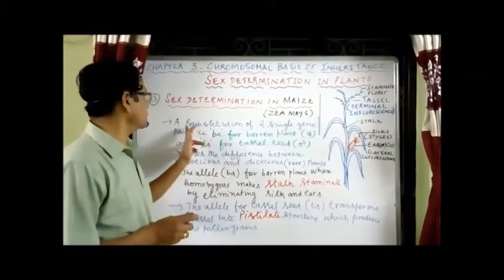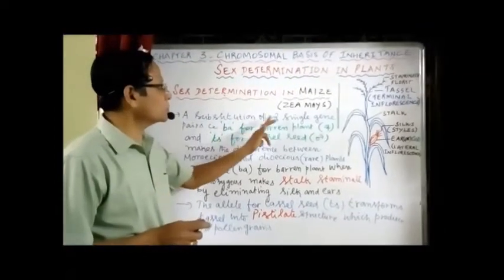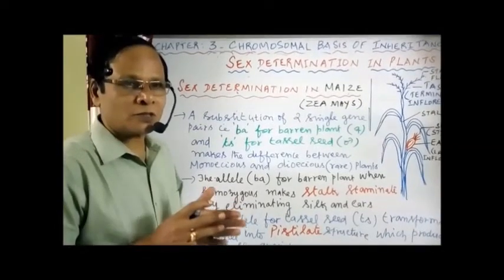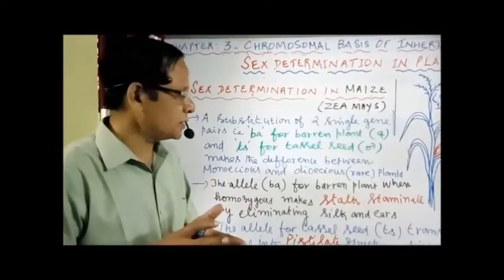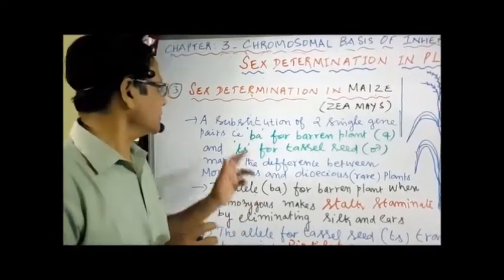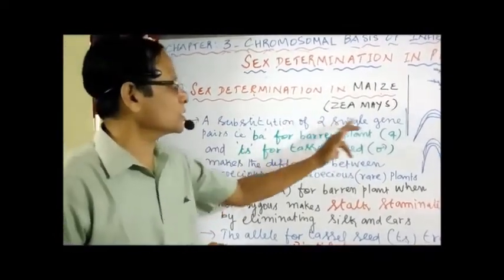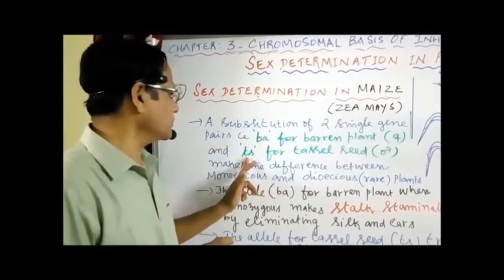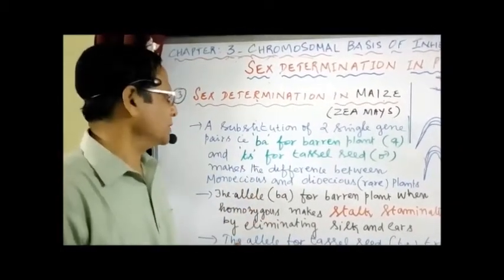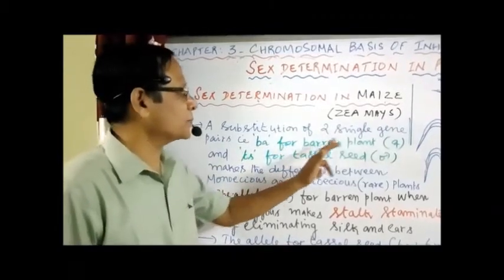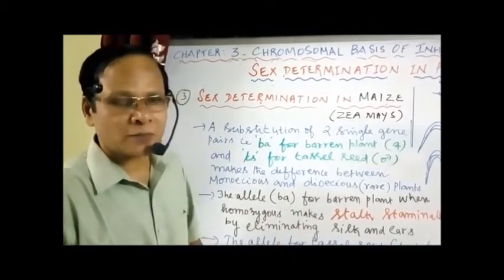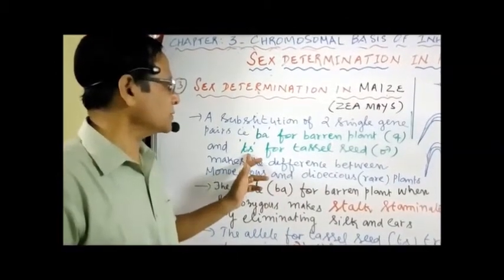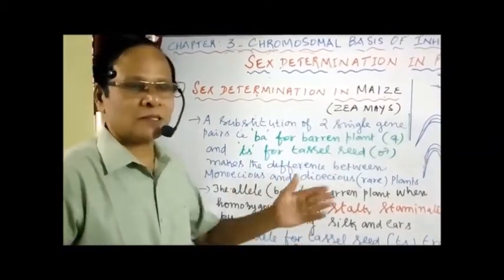This is because of a substitution of two single gene pairs. The difference between a monoecious and a dioecious plant is made because of a substitution of two single gene pairs. That is BA, and the other one is TS, both are recessive. BA is for barren plant. The barren plant is nothing but the female plant, the female part. And we have TS for tassel seed. That is nothing but the male part.